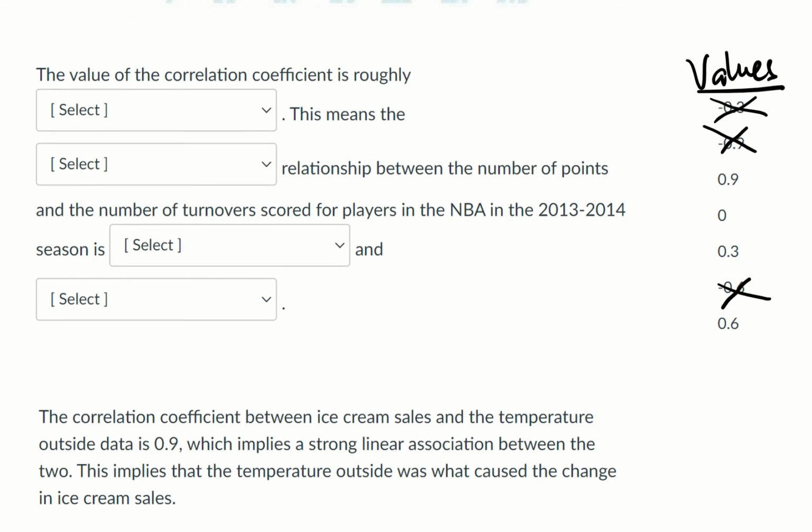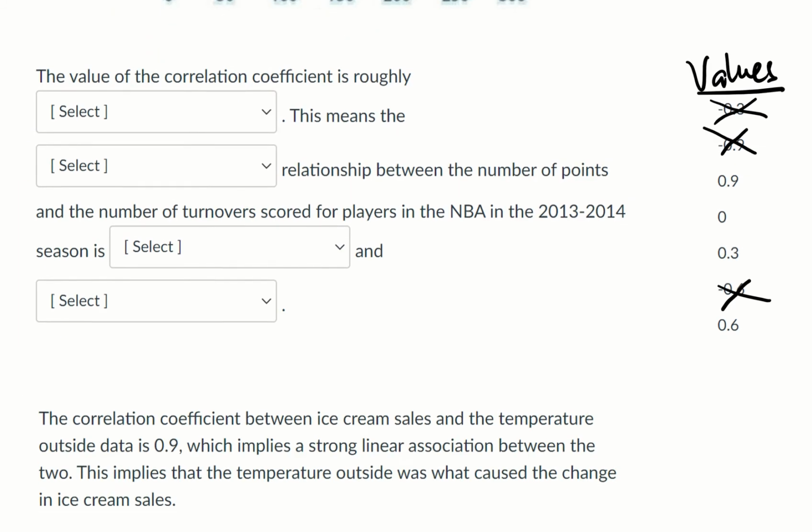So it's definitely not moderate, right? If we look at this, it's definitely not moderate. It's definitely not weak. So we're going to choose 0.9. If we were to choose 1, it would probably be closer to 0.9 than to anything else. And so we'll go ahead and say that the value of it is roughly 0.9.